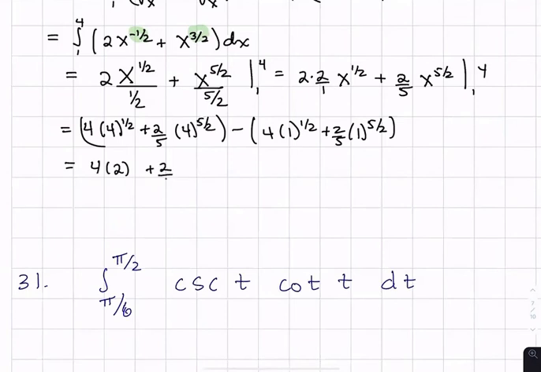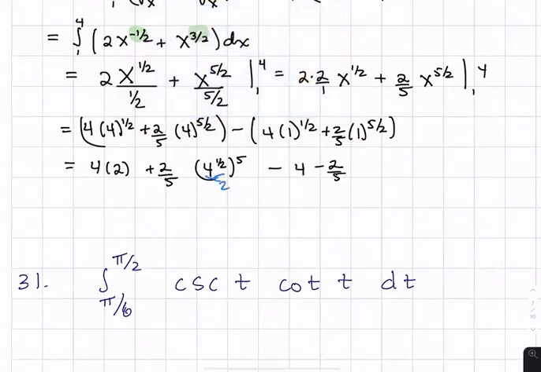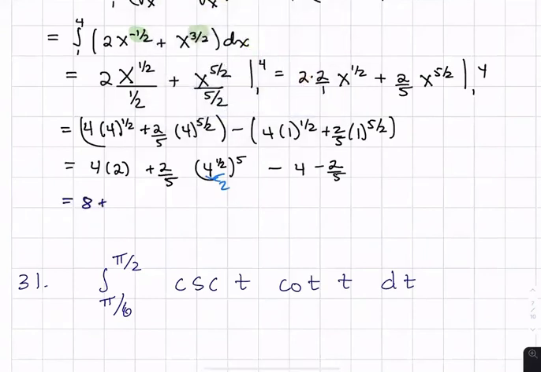Then plus 2/5. Now the way to evaluate 4 to the 5/2, let's say without using a calculator, is you have 4 to the 1/2 to the 5th power. That's just properties of exponents we can use. 4 to the 5/2 is 4 to the 1/2 to the 5th power. Now I'll distribute this negative when I subtract -4 minus 2/5. So we know that 4 to the 1/2 is 2, so that becomes 2 to the 5th. So I'll have 8 plus 2/5 times 2 to the 5th, which is 32, minus 4 minus 2/5.